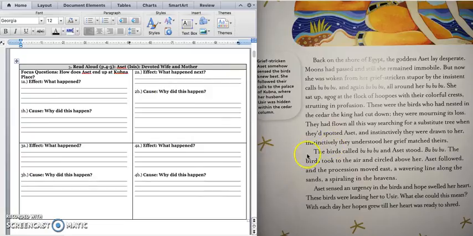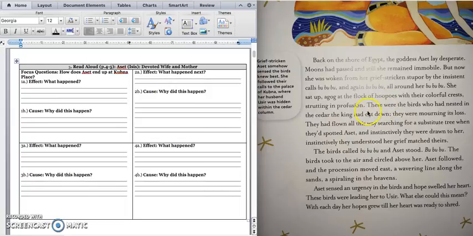Okay, and we want to know, why were they drawn to her? And why were they looking for a substitute tree? There are two reasons why. The first reason is, why were they looking for a substitute tree? And that's because the king had cut down their tree.